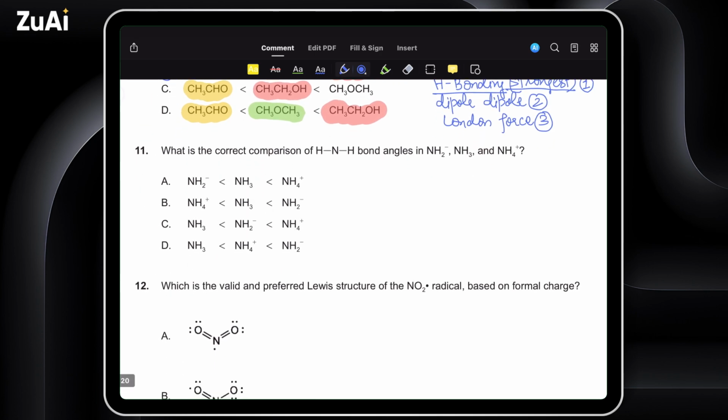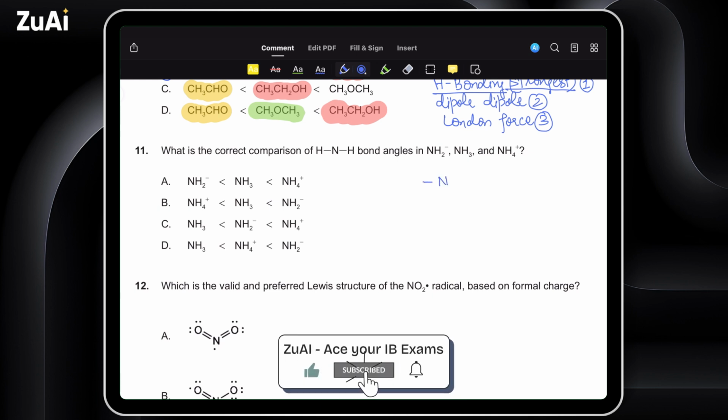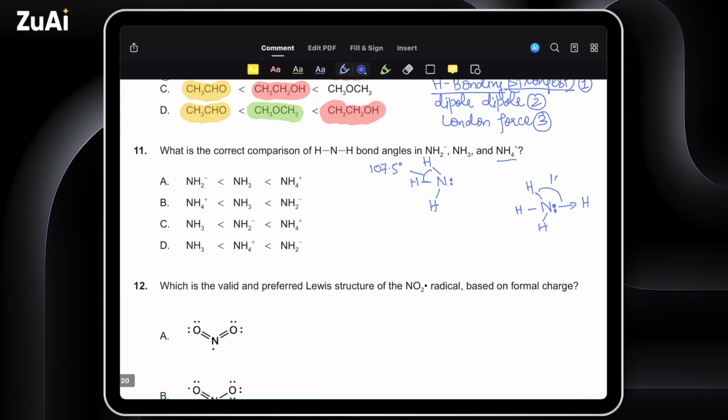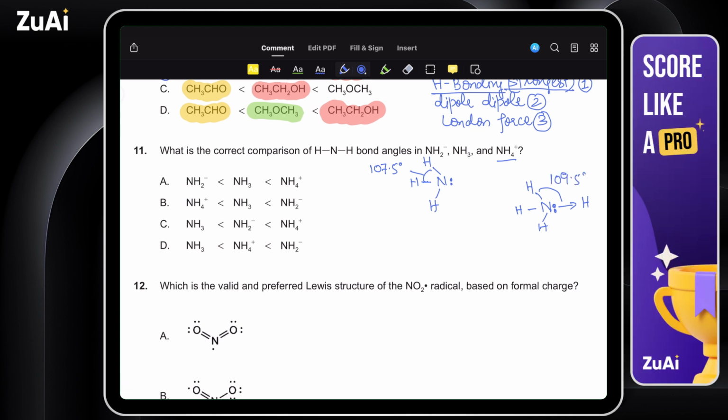What is the correct comparison of the bond angle? Now you know what? Ammonia. Ammonia has a lone pair. According to valence shell electron pair repulsion theory, due to lone pair, the angle should be 107.5 degree. In the case of ammonium ion, the lone pair is going to make a dative bond. So now it becomes the AB4 with no lone pair. The angle now becomes 109.5 degree.